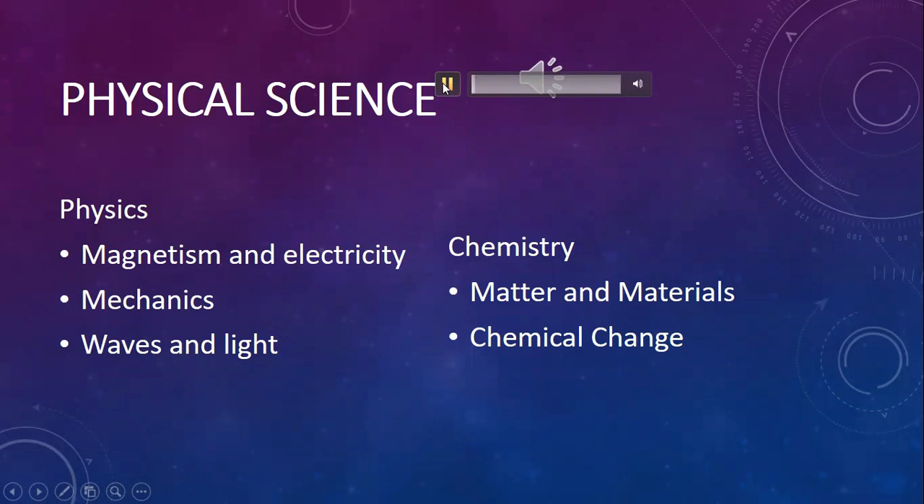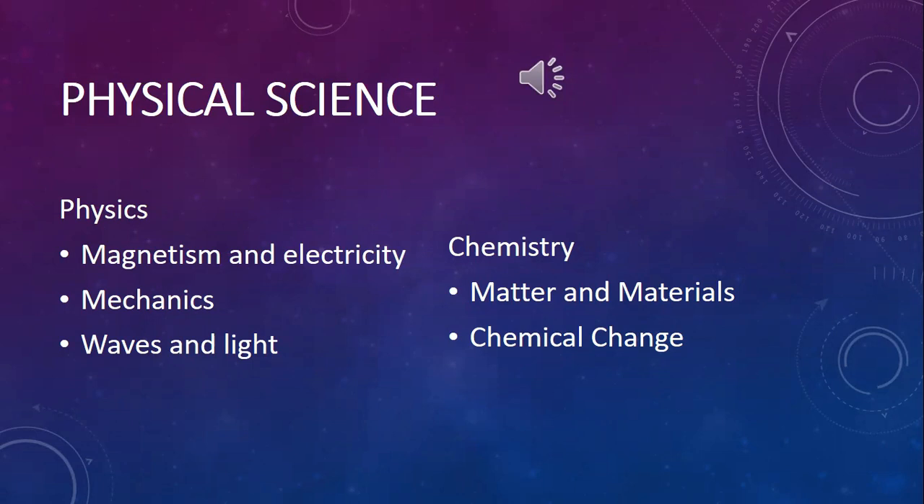So if you decide to choose physical science as one of your subjects, here's what you can expect from physical sciences. So physical sciences is divided up into two parts. There's physics and chemistry. So under physics, we focus on things like magnetism and electricity. So that's when we learn about the magnetic fields and the flow of charge, electrical circuits, resistance and potential difference and all of those things.